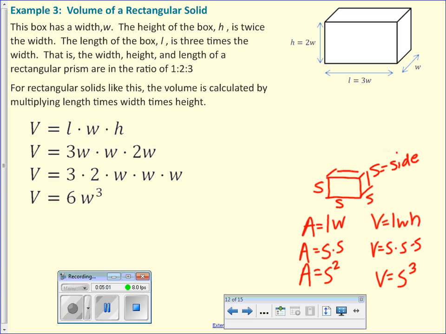Now suppose we have a rectangular prism, meaning the sides are different lengths. So here we have a box that has a width of W. So here's my width W. It's telling me that the width, the height, and the length are in a ratio of 1 to 2 to 3. We remember from way back in our ratio unit that order matters. So that means width to height to length is 1 to 2 to 3.